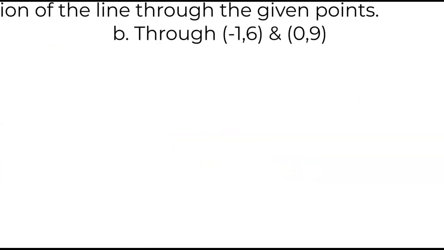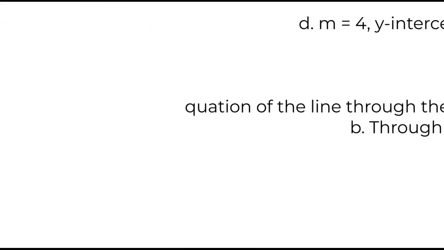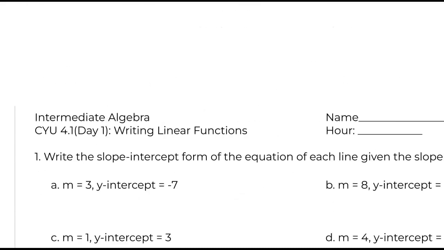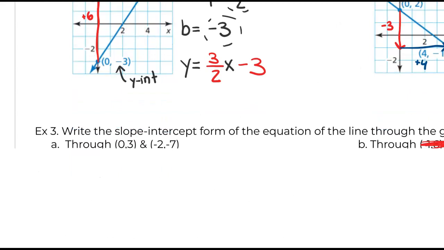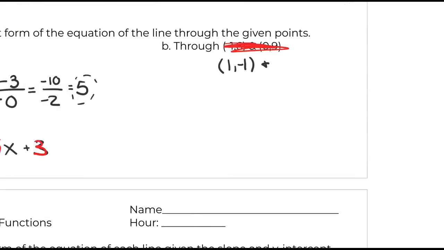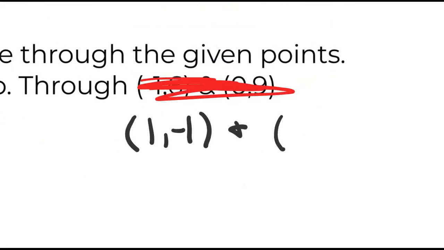We're going to do one more example together. I'm actually going to change these numbers, and we're going to use one from the back. So change the points on 3a to 1 comma -1, and the other one will be 3 comma -11. These are the 2 points we're going to use instead.